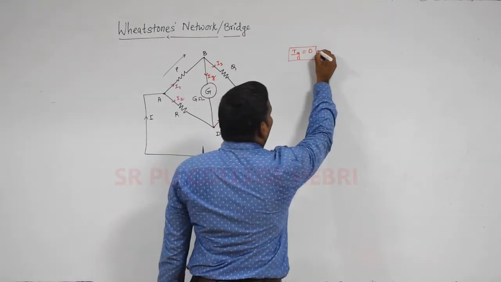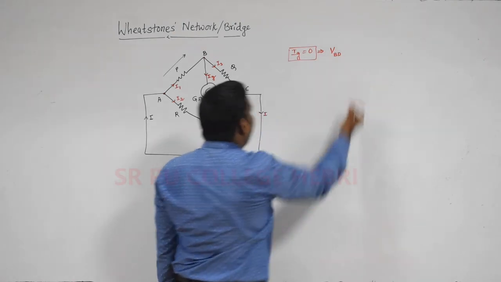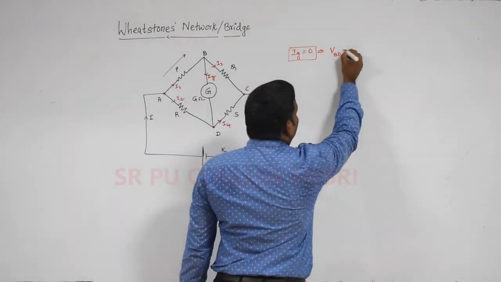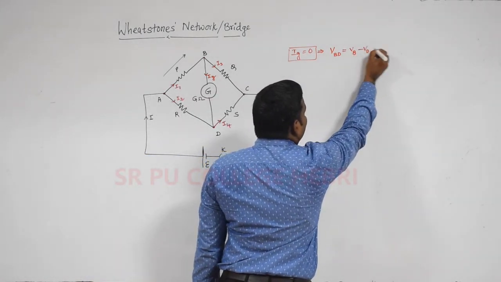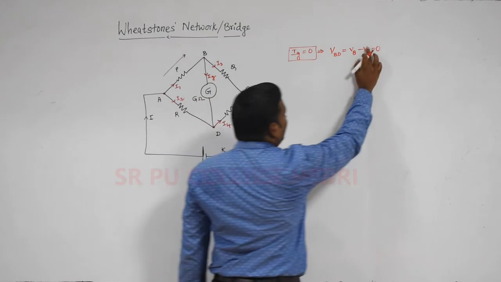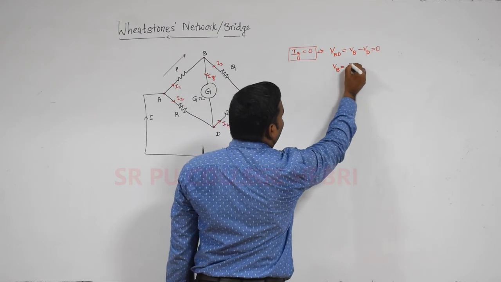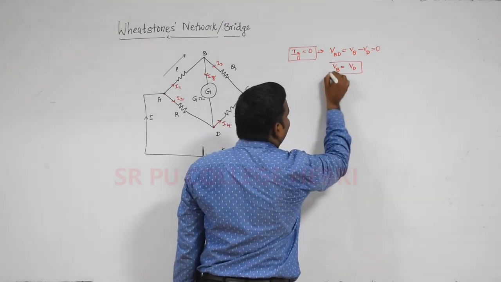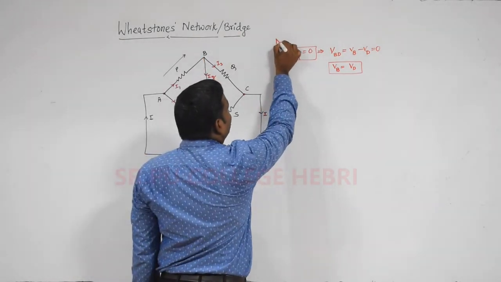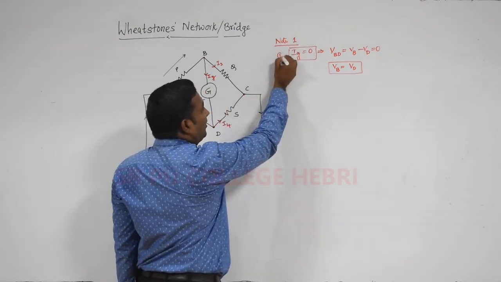If the current flowing through the galvanometer is 0, I clearly explain the potential difference between point B and D. The potential difference between point B and D is nothing but VB minus VD, and that should be equal to 0. If VB minus VD is equal to 0, we come to know that the potential at point B and the potential at point D are equal. Potential at points B and D are equal is one of the important notes, mainly for competitive exams or 1 mark questions. This is note number 1.